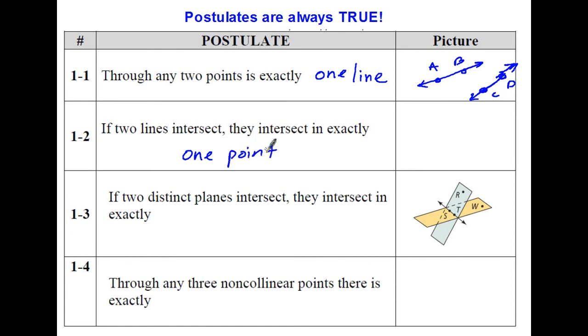1-2, if 2 lines intersect, they intersect at exactly 1 point. So if I draw 2 lines, one line this way and another one that's going to intersect, the intersection will create a point, and that's what that means on 1-2.